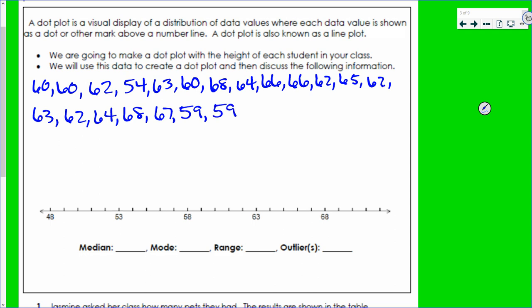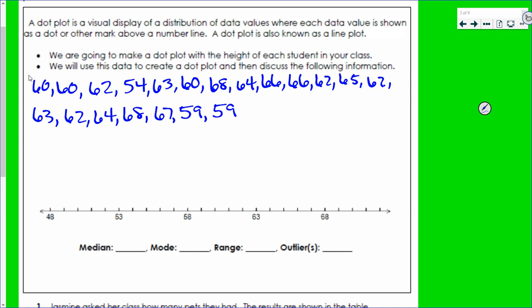Okay, so that's our first step. We write down all of our raw data. Once we have all of our raw data written down, we go to the next step, which is actually plotting it out. Now, when you make a dot plot, there are 2 really big pieces you need to know. It is all straight lines made of dots.